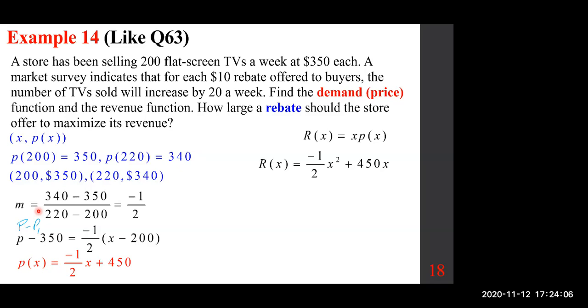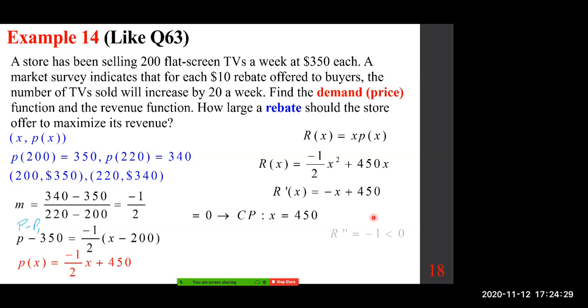How do we maximize this? We know how to do that. R prime is minus 1/2 times 2x plus 450, set it equal to 0. X becomes 450. Easiest way, doing the R double prime. R double prime is -1, which is negative. The second derivative says it's negative. So the maximum occurs when X is 450, okay?